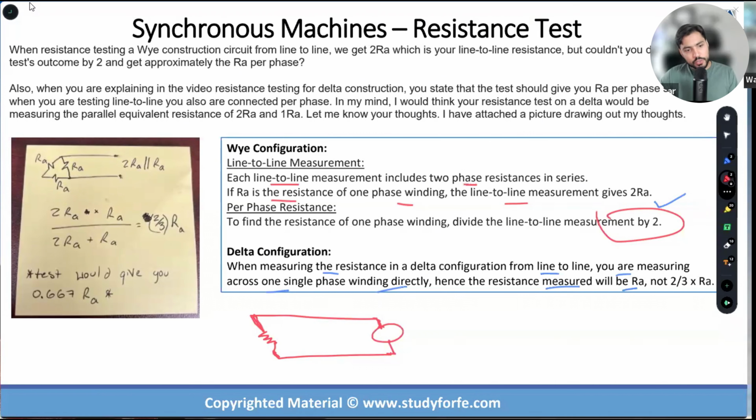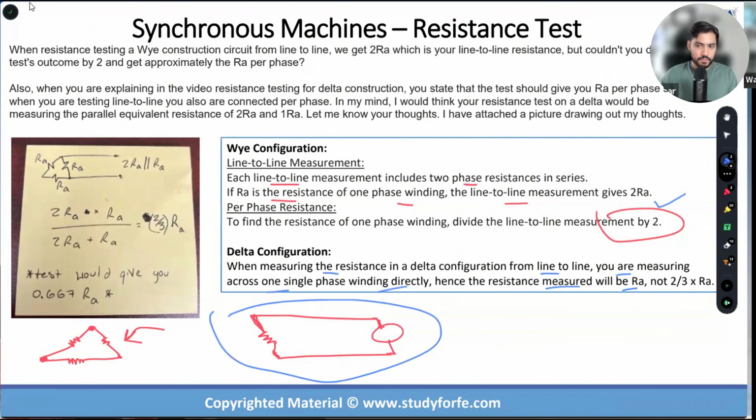So in delta, what you do when you create a delta network, Chris, right? You take one phase, right? You create a closed loop with the other phase, and then create a closed loop with the third phase. And that's how you create a delta, right? But this delta is comprised of three phases right now. When I'm carrying out this test on a delta, I am just testing one of the phases. Okay? Across one single phase winding directly.